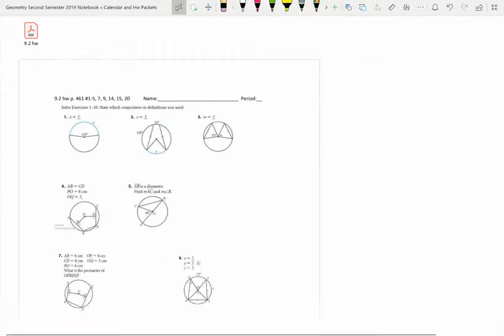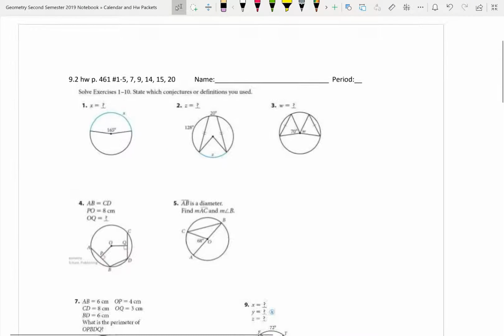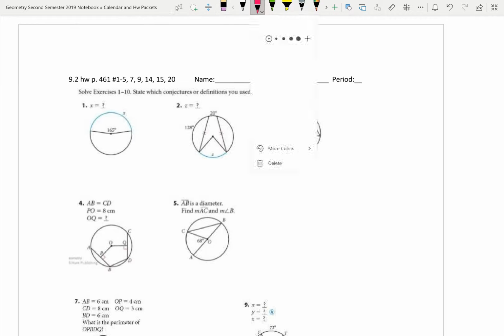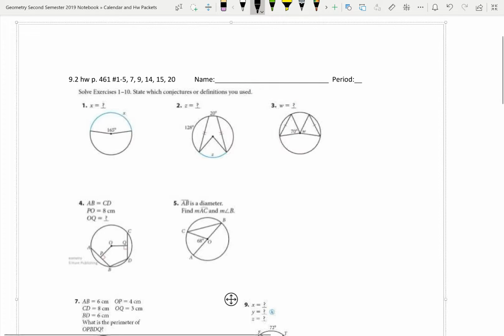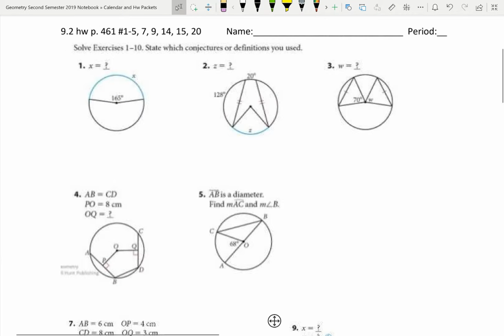All right, this lesson is going to go over the 9.2 homework. Starting with number 1 here. In exercises 1 through 10, state which conjectures or definitions you used.